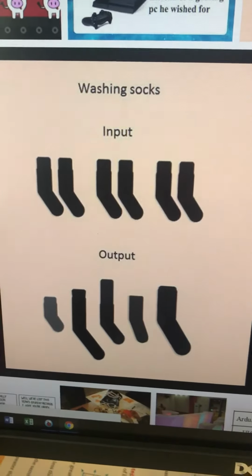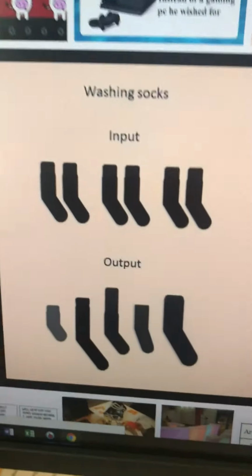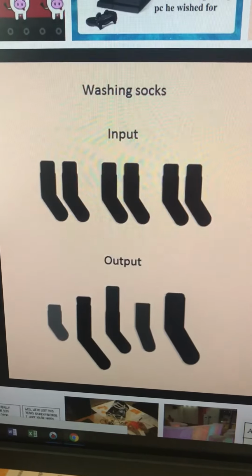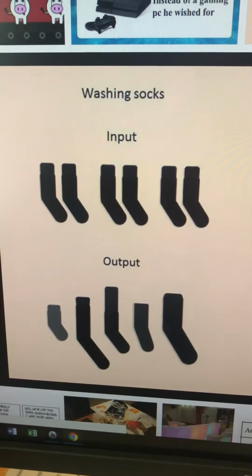Since we've been talking about input and output tables, I found something kind of funny online. If you share it with mom and dad, they'll probably understand it.